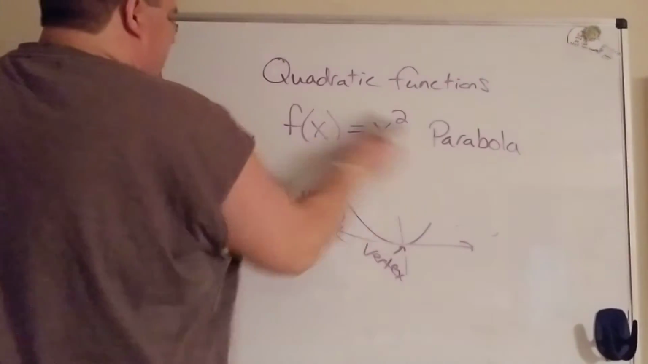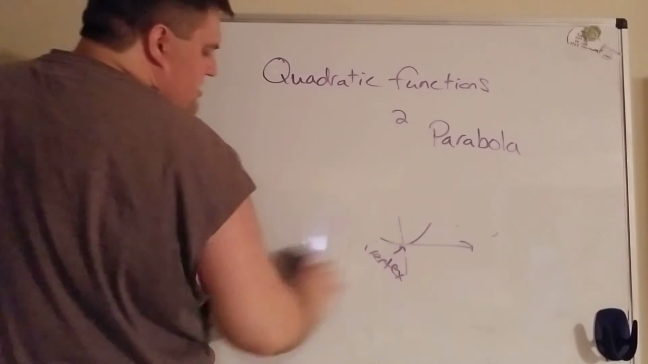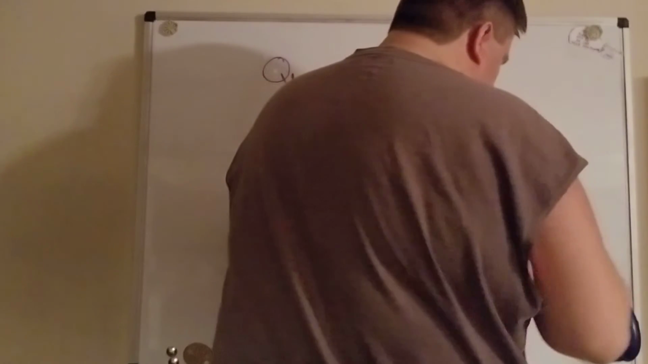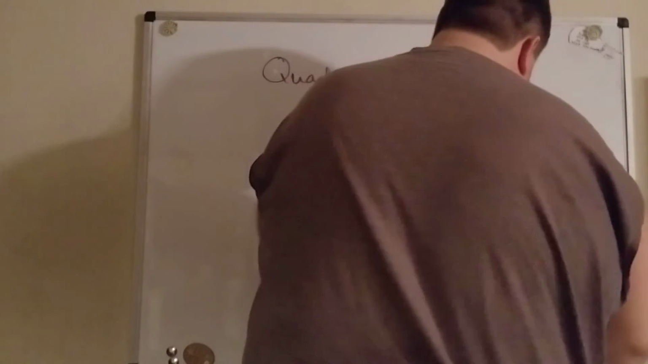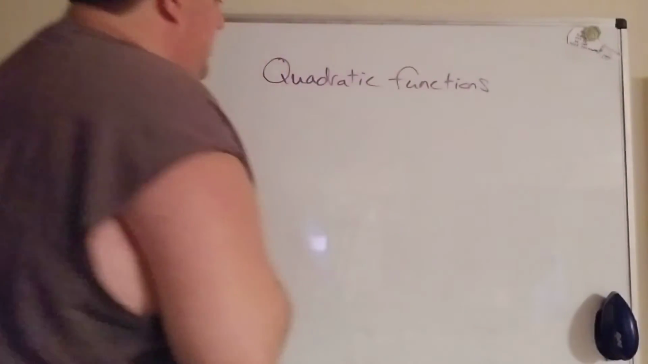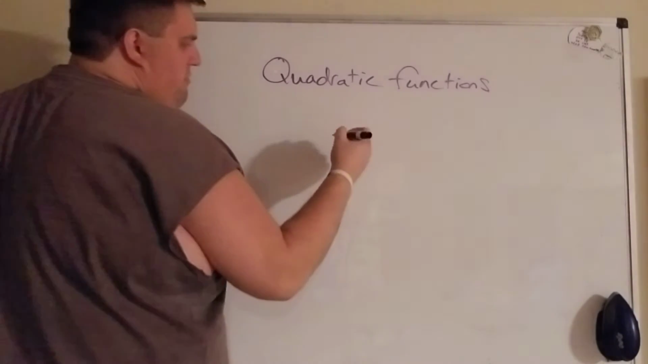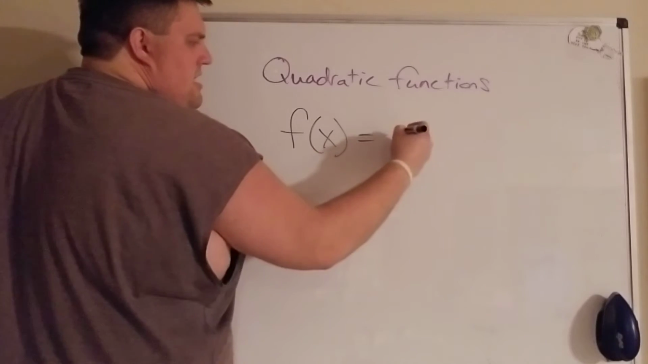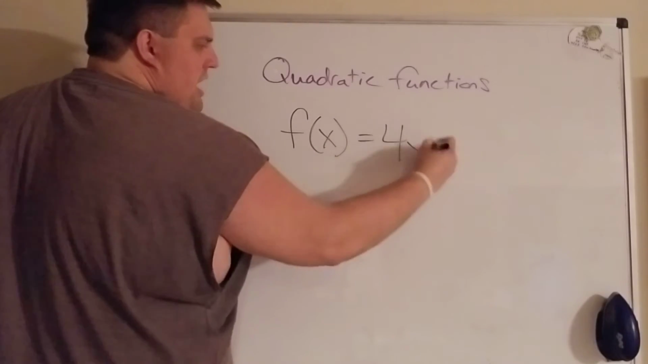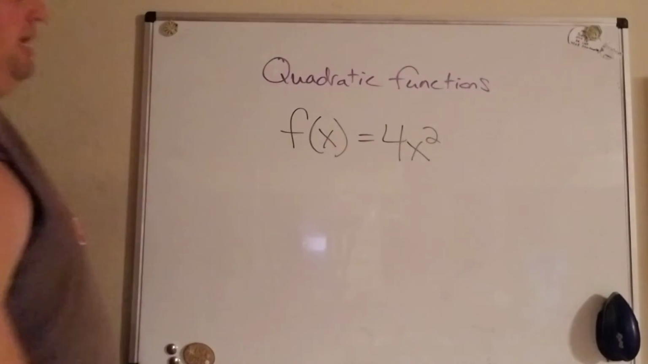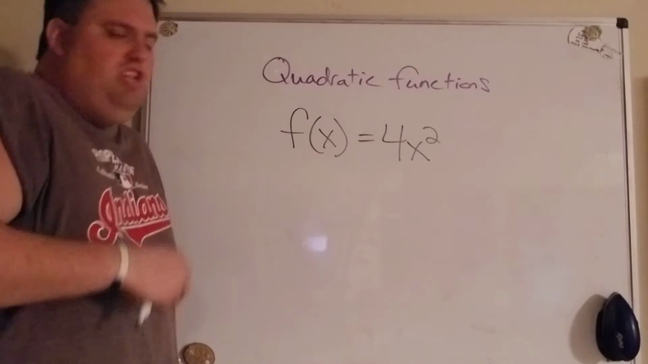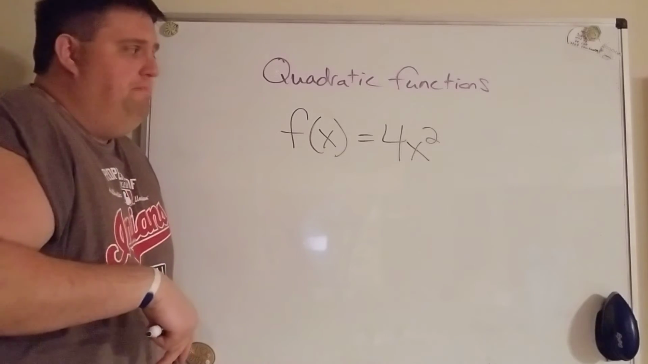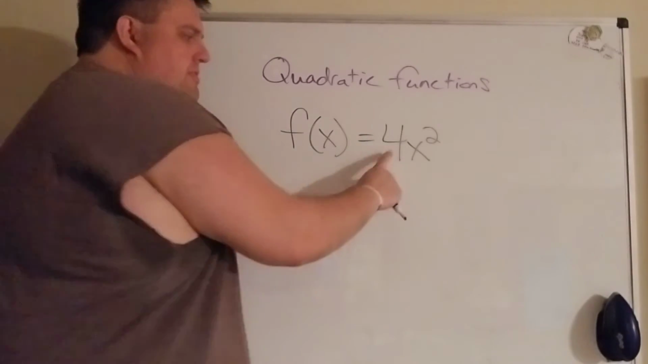What else is going on here? There were a couple different things that we talked about that kind of got changed in your problems. So one of those things is, what if we have this number out in front? So if I threw out f of x equals 4x squared, this number out in front is going to change how quickly we increase or decrease. That's like the steepness level, right?